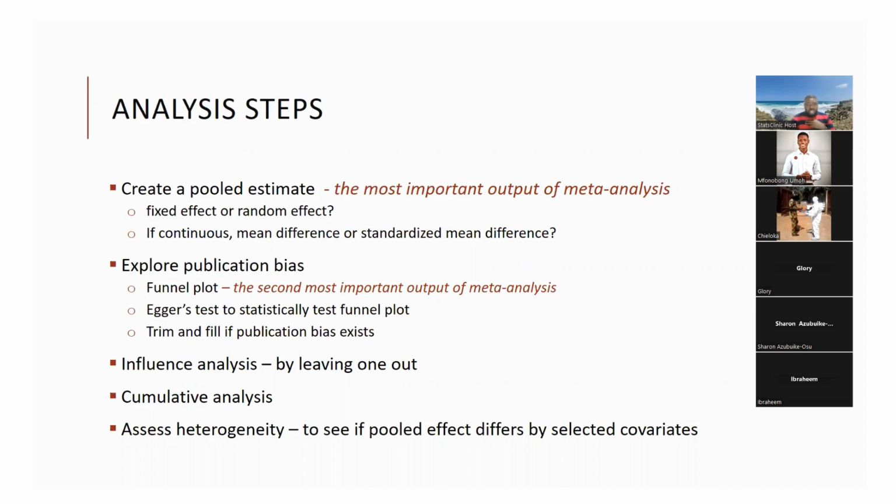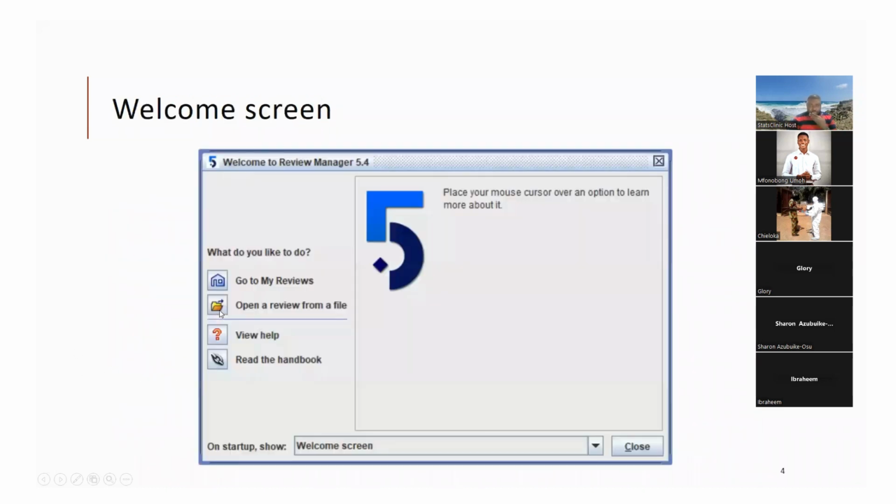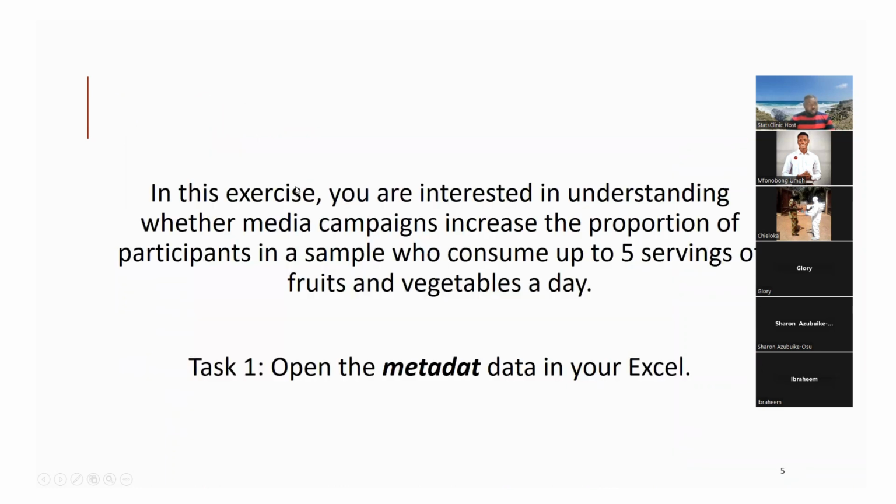Last week we looked at how to create a pooled estimate for ratio measures in Revman, as well as funnel plots in Revman. Today we would look at pooling difference measures, mean difference in Revman, as well as the funnel plots, and hopefully we might be able to look a little at how Revman addresses heterogeneity. Okay, so this is just a welcome screen again.